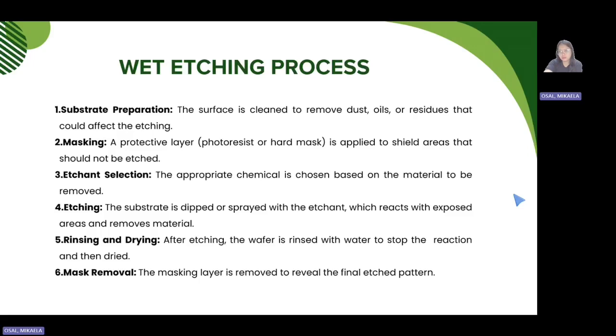So let's walk through the steps in the wet etching process. First, we begin with substrate preparation, where the wafer surface is cleaned to remove any contaminants that could interfere with etching. Next is masking, where a protective layer, usually photoresist or a hard mask, is applied to define which areas should remain untouched.